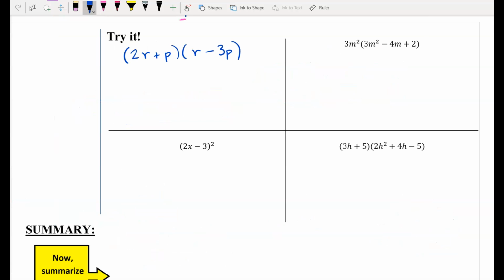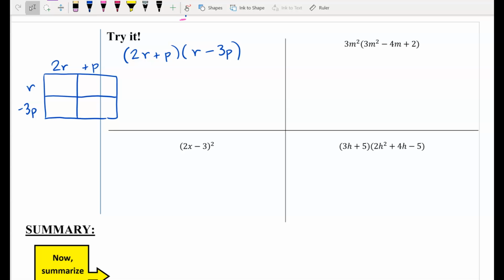What happens if we have polynomials multiplied together, but we have more than one letter in our polynomial? Well, let's try it and see what happens. I'm just going to put this one in a box. And it's a 2 by 2 box because it's a binomial times a binomial. So I have 2r plus p, and then I have r minus 3p. Let's multiply like we did before.